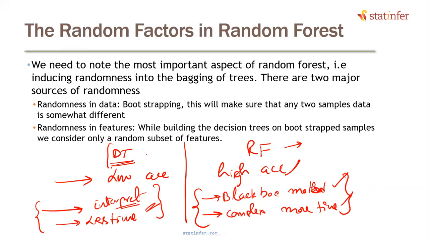But if the client tells you that, you know what, I want to do customer segmentation. I want to see the customer segments. I want to apply one strategy on each segment. Those kind of detailed analysis later on we want to do. There, though we are getting less accuracy, we have to work with the decision trees only, isn't it? In some cases black box methods are not encouraged.